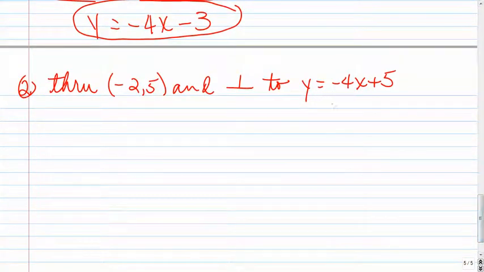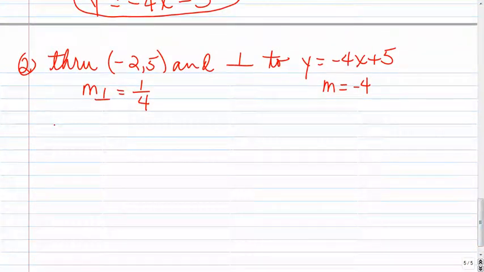So we go back over here, we know the slope of the line that has the equation y equals negative 4x plus 5 is negative 4. But we want the slope of a line that is perpendicular to that. So we have to find the negative reciprocal of negative 4, or opposite reciprocal. That means the opposite sign, so it's going to be positive, and the reciprocal of negative 4 is 1/4. So the slope we're going to use is 1/4 because it is a perpendicular line.